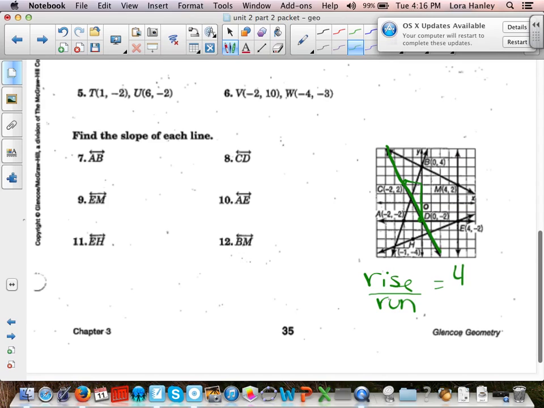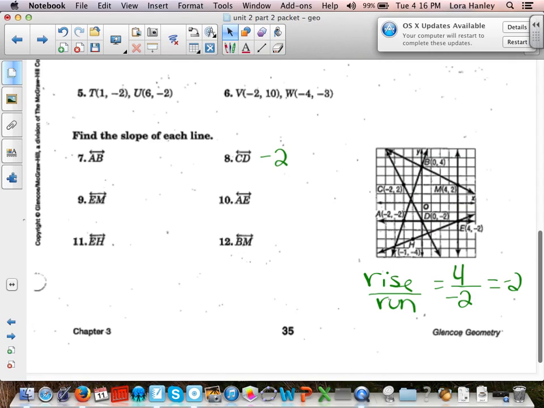And I had to go to the left 2, which is a negative direction. 4 divided by negative 2 is negative 2. So the slope of CD is negative 2. You can also pull the points from that graph and substitute them into your slope formula to find the slope as well.